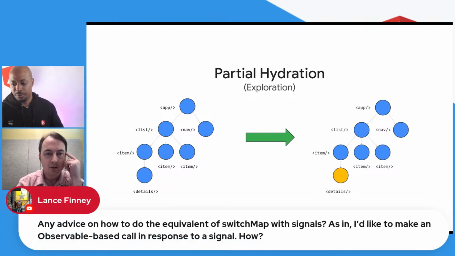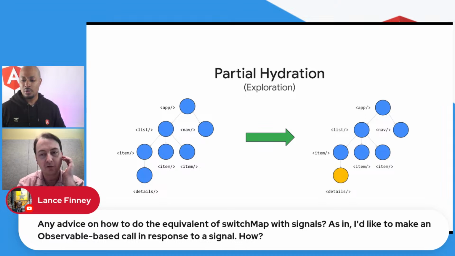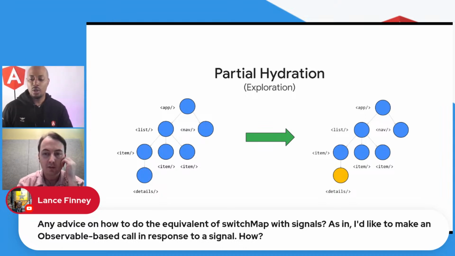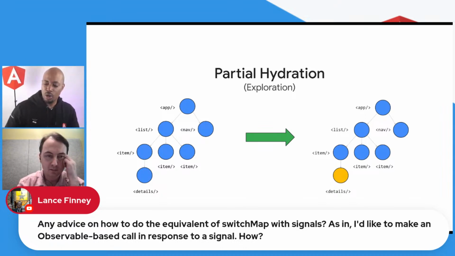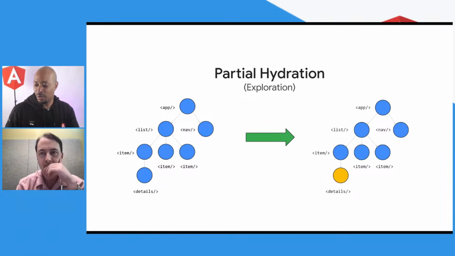Good question. Lance asks, any advice on how to do the equivalent of switchMap with signals? As in, I'd like to make an observable-based call in response to a signal. Good question. I don't know right offhand, but this is a really good question. Let's please tag this question, because one thing we're going to work on is how to do some of this stuff where it makes sense to do it in signals. We're going to work on some content around that, Lance. Maybe it'll be a blog post, maybe a video, but that's excellent feedback.